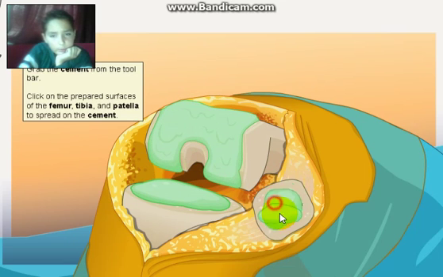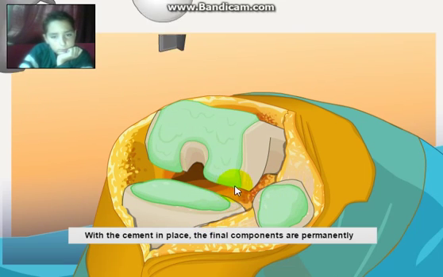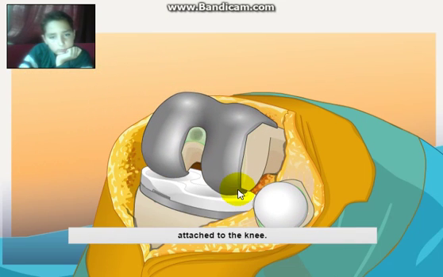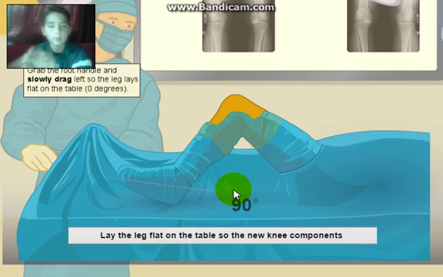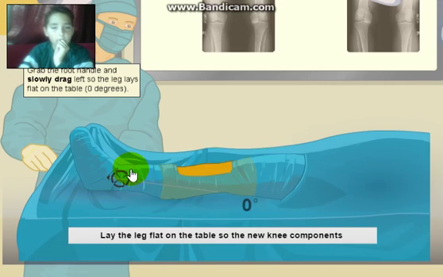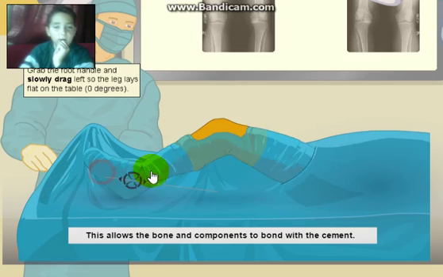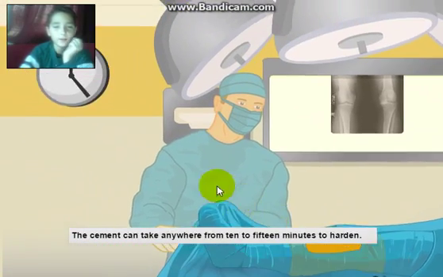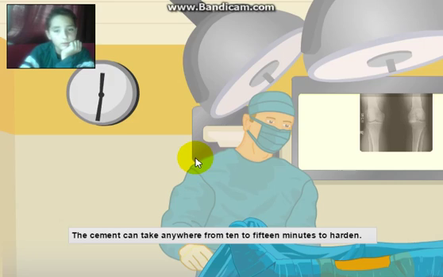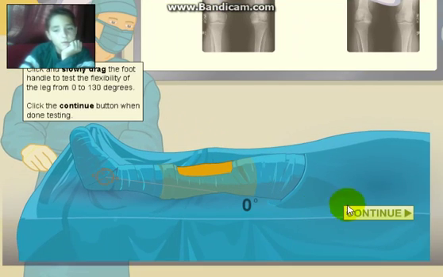With the cement in place, the final components are permanently attached to the knee. Any excess cement will be scraped off and thrown away. Lay the leg flat on the table so the new knee components put pressure on each other. This allows the bone and components to bond with the cement. The cement can take anywhere from 10 to 15 minutes to harden. We perform our range of motion tests one final time.